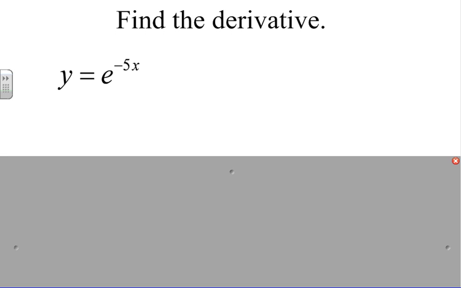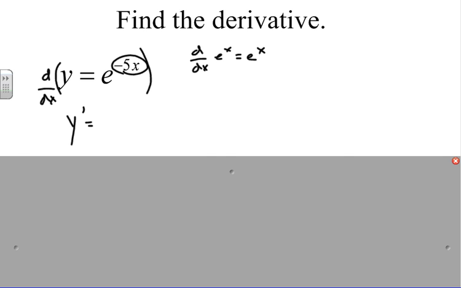Let's begin with y equals e to the negative 5x, and let's find that derivative. To find this, we're going to take the derivative of both sides. So we're going to have y prime equals, now the derivative of e to the x, just for review, is equal to e to the x. All right, and since we have something other than x here, we get to use this.